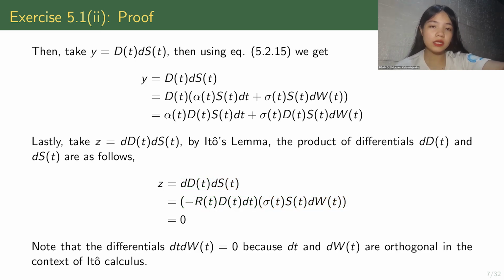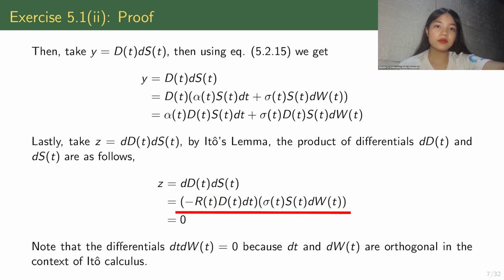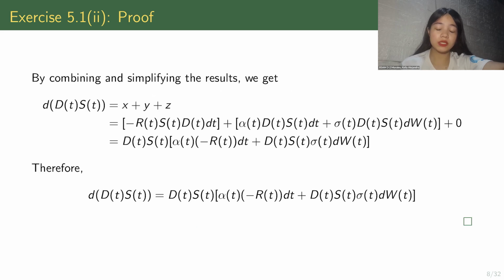So calculate Z. Z is equal to dD(t) times dS(t), which equals negative r(t)D(t)dt multiplied by the quantity σ(t)S(t)dW(t). Since dt and dW(t) are orthogonal in stochastic calculus, we have Z equals 0. So we use Ito's lemma to find the differential of D(t) multiplied by S(t).